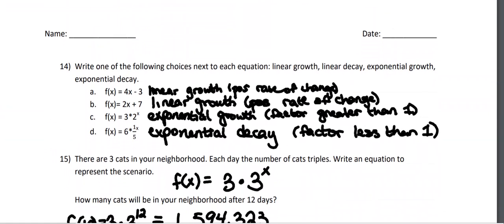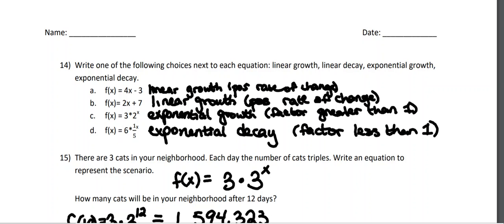Question 14. Okay, so you had to write linear growth, linear decay, exponential growth, or exponential decay next to each one. 4x minus 3 is linear growth because 4 is a positive rate of change. 2x plus 7, 2 is a positive rate of change, so that's linear growth.